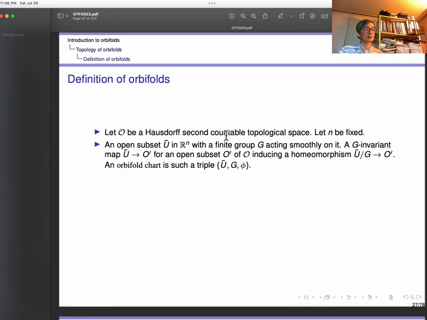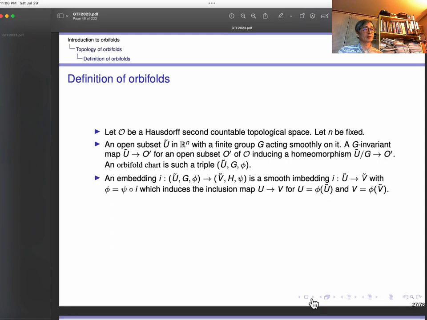So let O be a Hausdorff second countable topological space. Let n be fixed. Take an open subset U tilde in R^n with a finite group G acting smoothly on it, and a G-invariant map psi from U tilde to O prime, an open subset of O, inducing a homeomorphism from U tilde mod G to O prime. An orbifold chart is such a triple: U tilde, G, and psi.